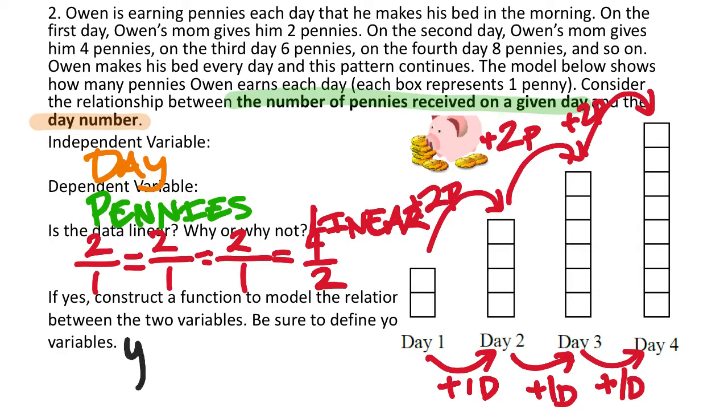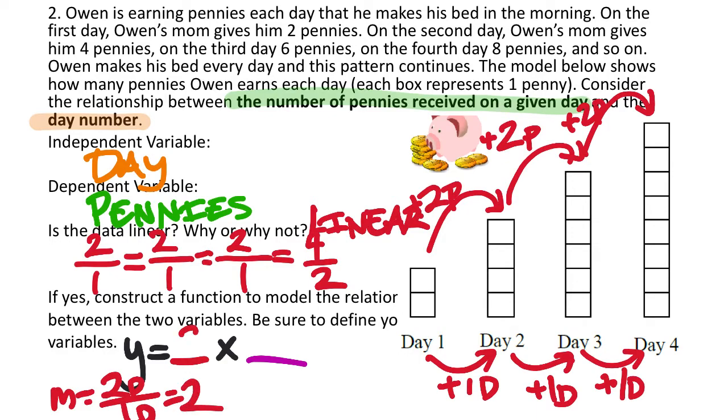Now remember, we'd usually write this as y equals mx plus b. And we're really just filling in these 2 boxes. Well, we just found the rate of change. That's m, which is 2 pennies for 1 day. But just simplify it for the equation. It's just going to be 2.